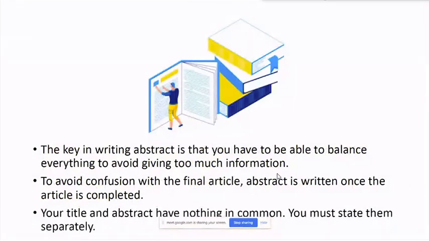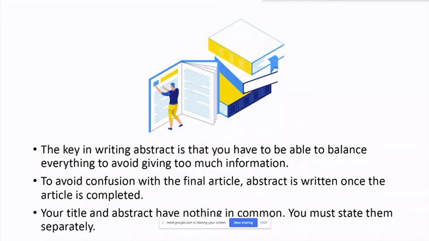Now the key in writing abstract is the balancing act, without giving too much information. Because your abstract, like the title serves as a window, your abstract is like a door, okay, slightly bigger, but doesn't give too much detail. Why? Because of the insufficient words that you are allowed to write in.